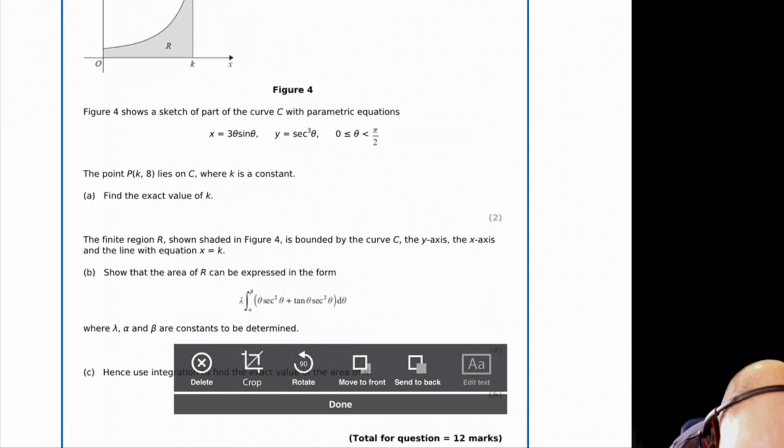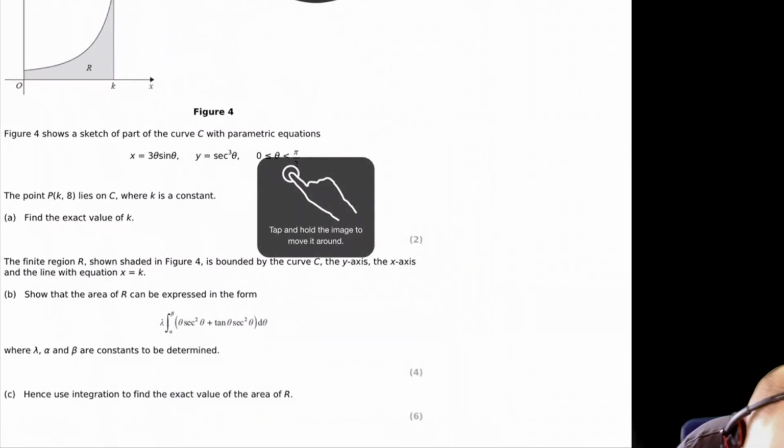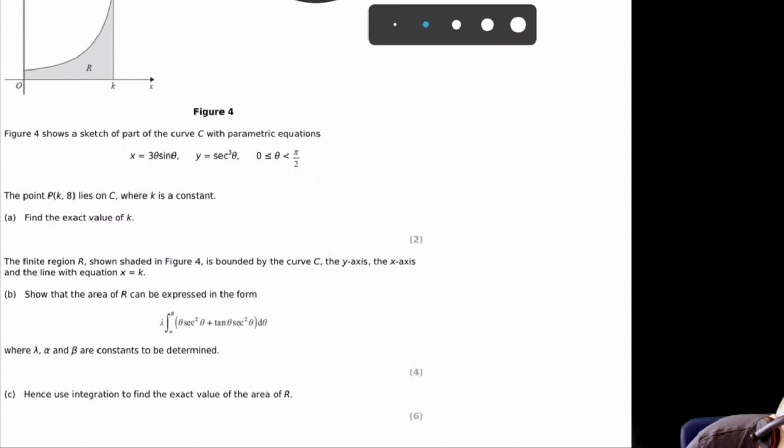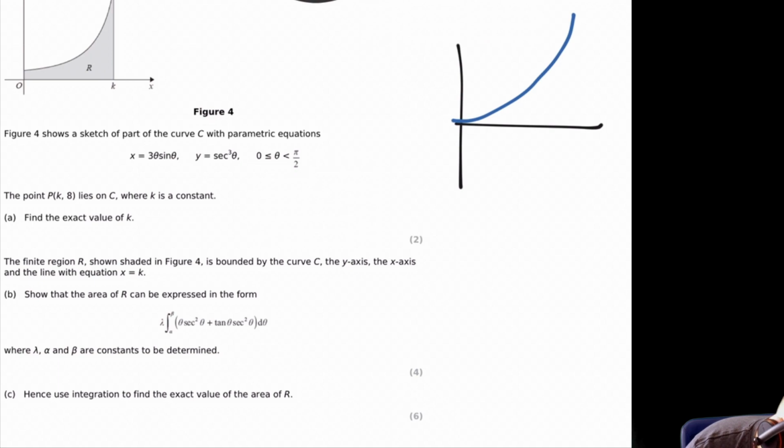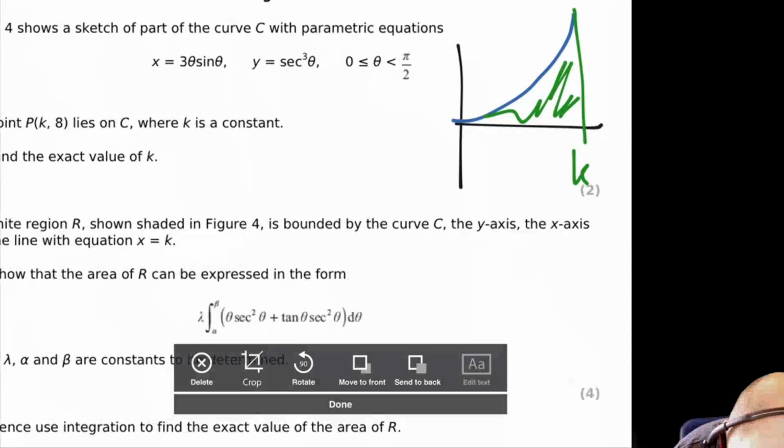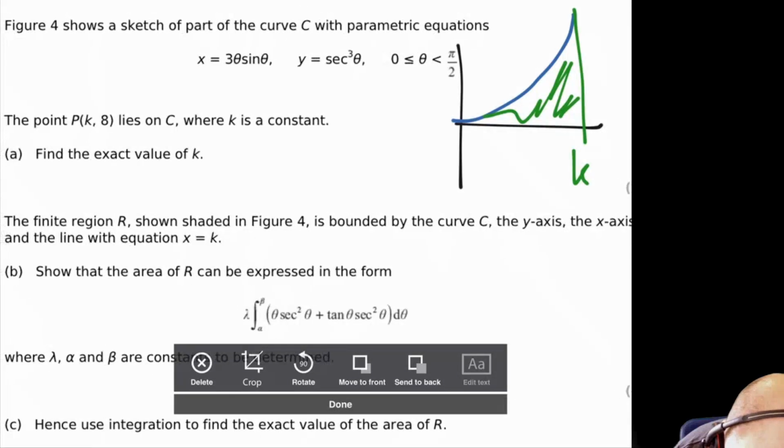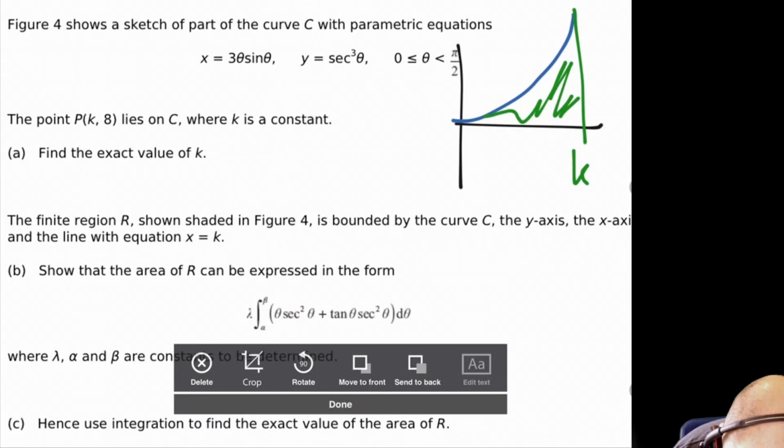So this is one of the, I'm just going to sketch this, and then we've got a parametric integration question. So we want to try and find the area here up to the point K. And we want to do it exactly, so we need to be a little bit careful.